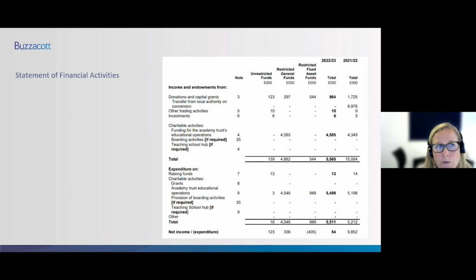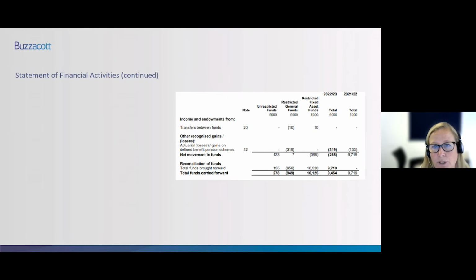If we move on to the next slide, this shows the bottom half of the statement of financial activities. So this is below that operating surplus or deficit line. So the more one-off movements that you might have in the year. So for example, transfers between funds. And in this case, you can see a transfer of £10,000 and that's moving out of restricted general funds into the fixed asset column. And that's where you may use, say, GAG funding to purchase fixed assets in the year.